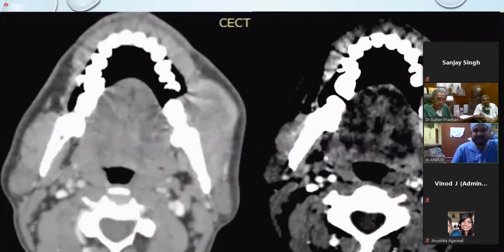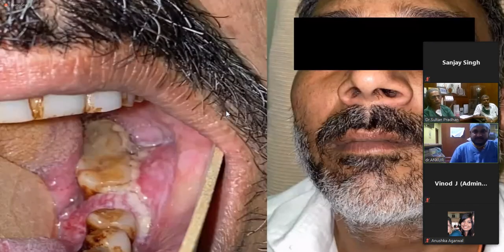So in this case, the disease is found extending up to the skin, and there is the presence of bone erosion and loss of fat plane with the masseter muscle. So in this case, I will go for a left full thickness cheek composite resection and reconstruction with an anterolateral thigh flap.